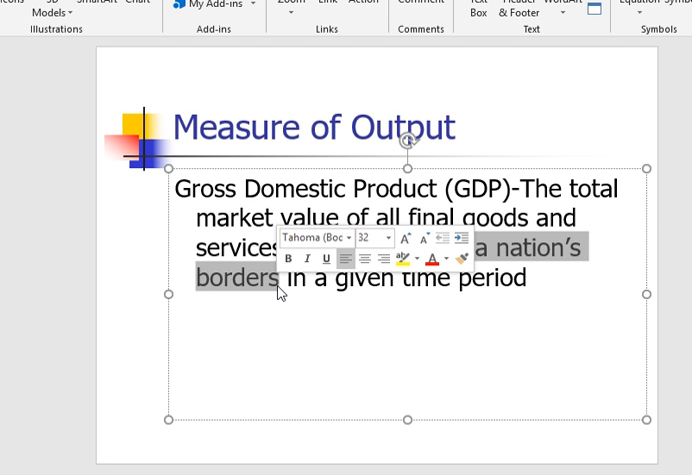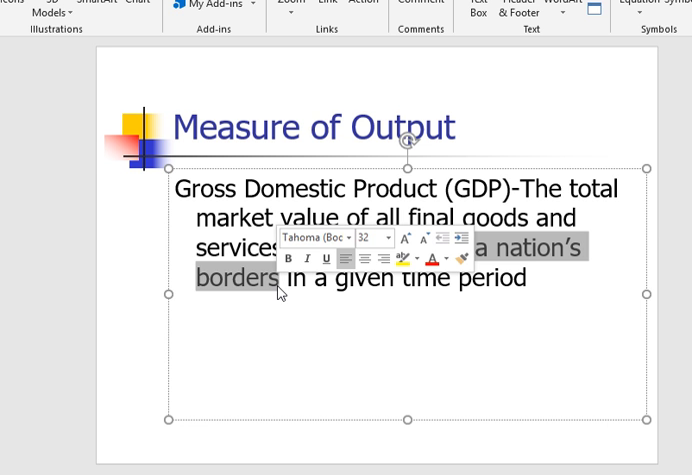Take, for example, General Motors, an American company. When General Motors produces cars in Japan, those cars are not considered the GDP of the United States. They are considered the GNP of the United States. They are considered the GDP of Japan, because it takes place within the border of Japan.